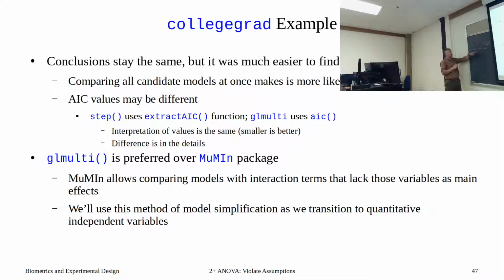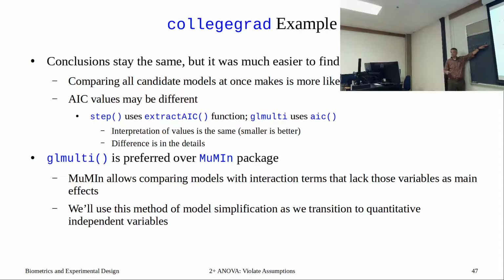All right? glmulti won't ever let that happen. If it adds this interaction term, it's going to make sure that C and D are included in that model. All right? And now we can make the comparison. So for that reason, I actually prefer the glmulti over the mu-min package. But you can come up with the same answers as long as you remember our rules about those interactions.